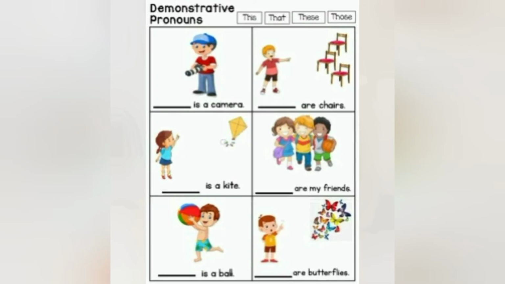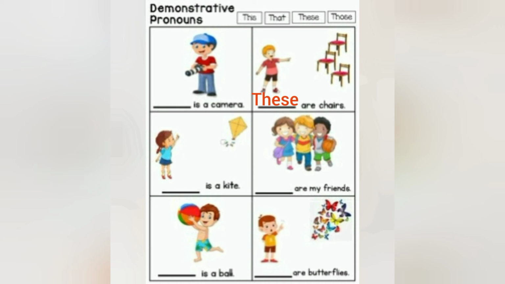Now we shall find the right demonstrative pronoun in this example. We have a boy, and the boy has a camera in his hand. So the camera is single and close to the boy. So what shall I use? This. This is a camera. Dash are chairs. The boy is talking about chairs. Chairs means plural and far from the boy. What shall we use? We shall use these.